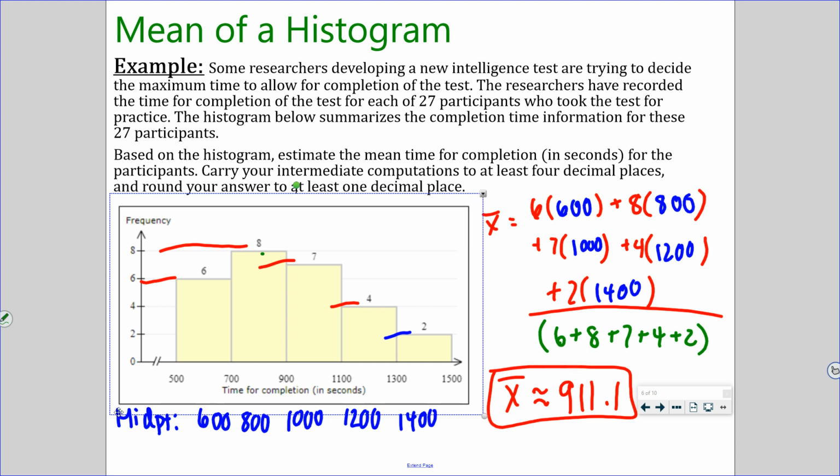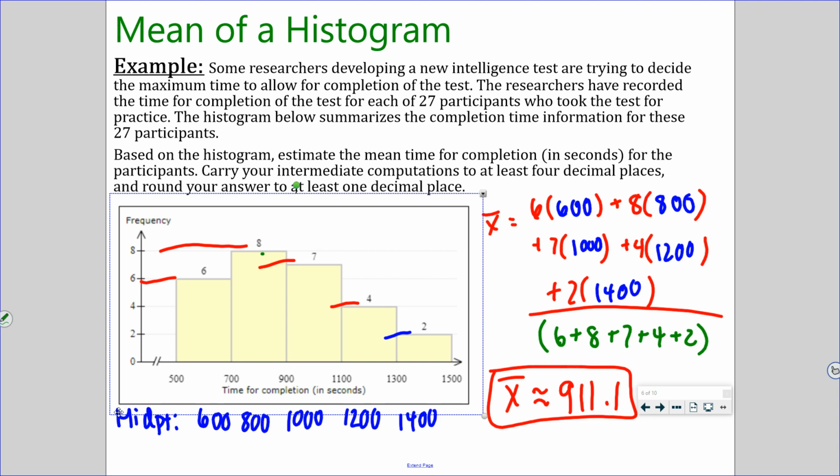I didn't read through the problem, but some researchers developing a new intelligence test are trying to decide the maximum time to allow for completion of the test. The researchers have recorded the time for completion of the test for each of 27. Oh, right there, it tells you your total number. 27 participants. So you could check that, though, by adding up all those frequencies, make sure it's 27. The histogram below summarizes the completion time of these 27 participants. Based on the histogram, estimate the mean time for completion in seconds for the participants. So the average time was about 900, a little over, seconds.